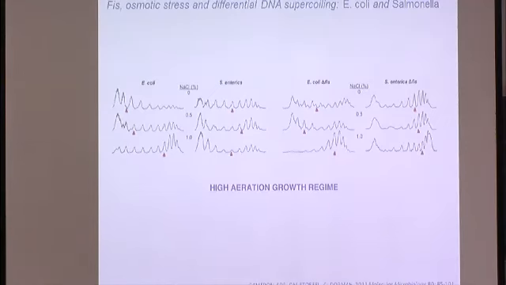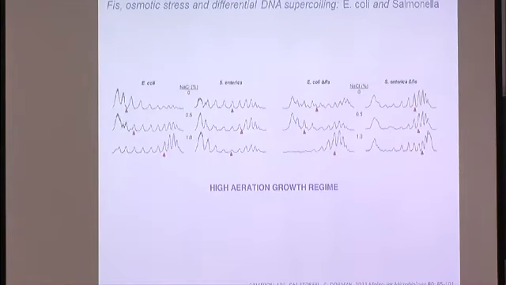And then looking at the situation in respect to some environmental signals that we know are important to Salmonella during infection. And this is an attempt to replicate osmotic stress using sodium chloride. These are distributions of topoisomers from E. coli and Salmonella wild type, and from E. coli and Salmonella where the FIS gene has been deleted. And what you see is a very complex pattern indeed.